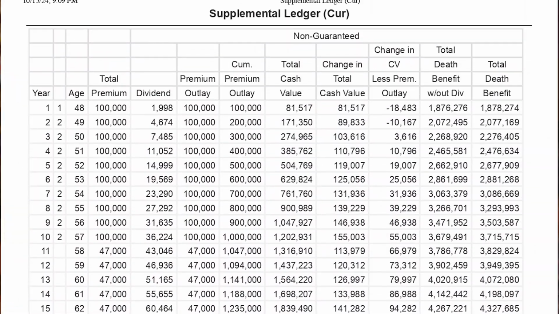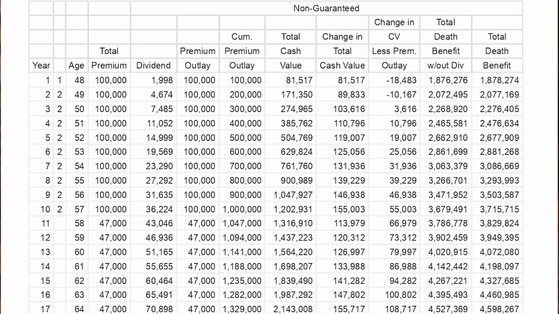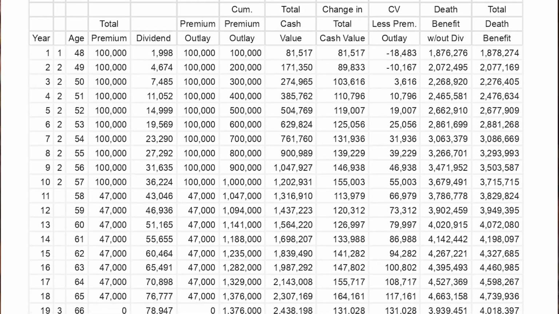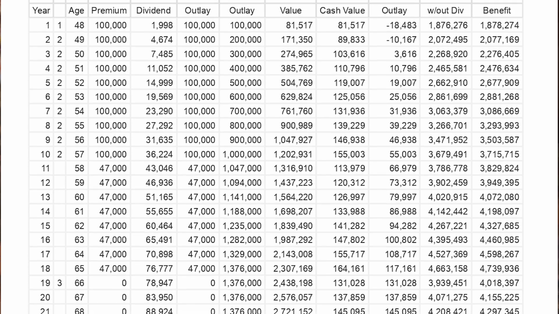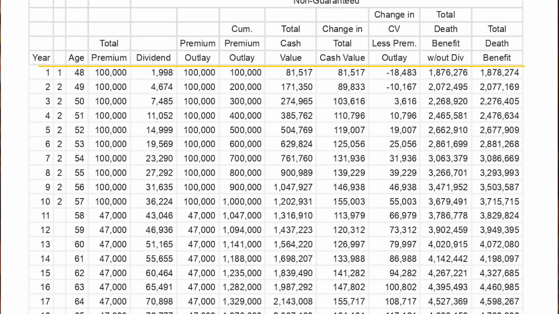So let me show you the next one, which is what we sent him. We said, you know what? Let's just make this $100,000 a year. We won't even put in the extra $25,000 in the first year, which means we're actually putting in less money, which means we should have less money, right? Wrong. Check this out. You put in $100,000, and he's got $81,000.